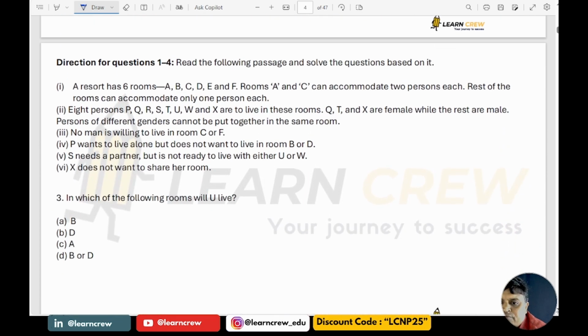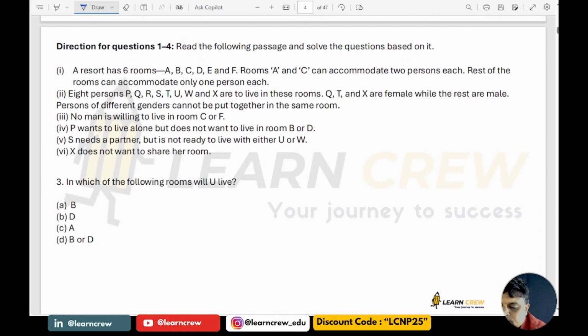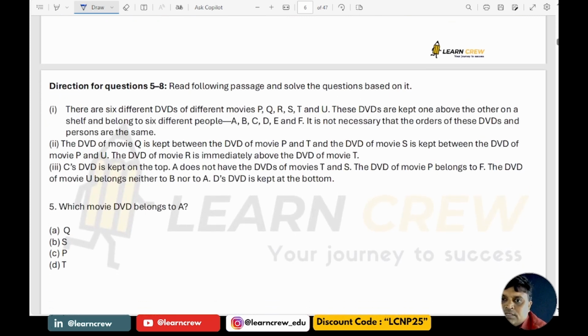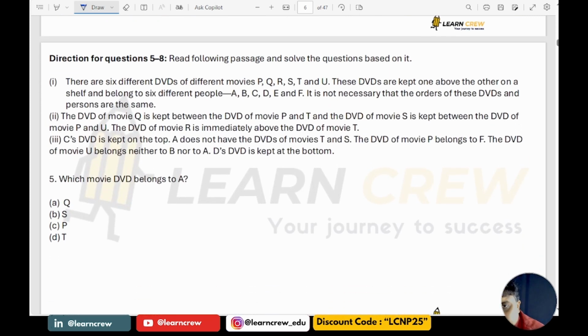Next, in which of the following rooms does U live? U may live in B or D, so it is option D. Next, X lives in which of the following rooms? X lives in F. So question number 1 to 4 we have done.